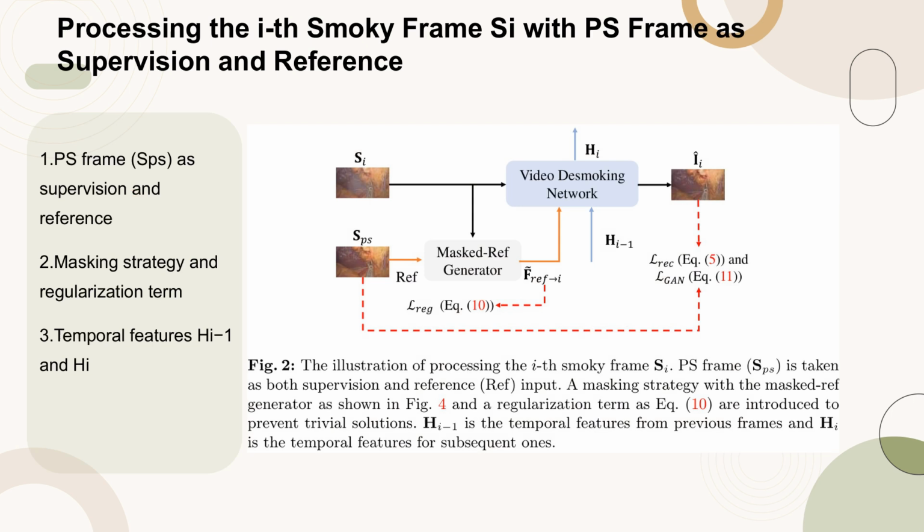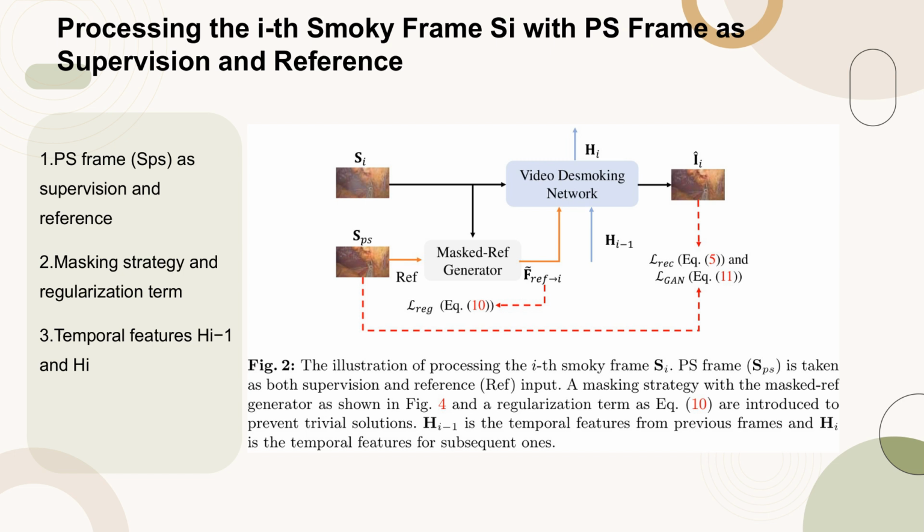Figure 2 illustrates the process of handling the i-th smoky frame C_i in the context of self-supervised surgery video desmoking. The pre-smoke (PS) frame S_PS is utilized as both a supervision tool and a reference input. To prevent trivial solutions, a masking strategy involving the masked ref generator, as depicted in Figure 4, and a regularization term defined by equation 10 are incorporated. Additionally, temporal features from previous frames, denoted as h_{i-1}, and those from subsequent frames, h_{i+1}, are leveraged to enhance the desmoking process. This approach aims to effectively address the challenges of real-world surgical smoke removal by leveraging internal video characteristics and temporal information.